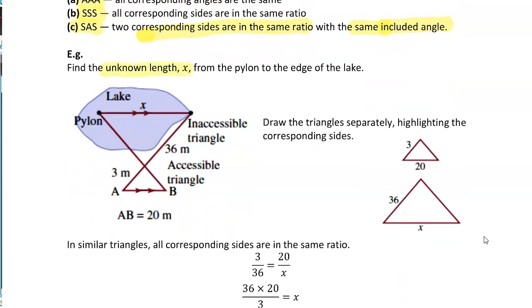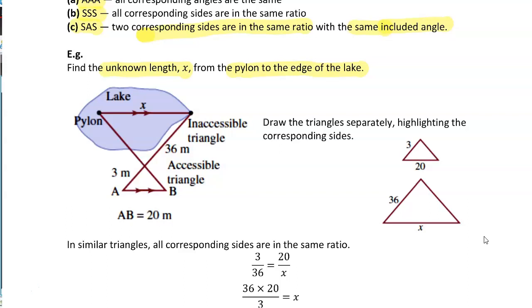Find the unknown length x from the pylon to the edge of the lake. You see here we've got a pylon in the middle of a lake, which is just like a pole. We don't know how far it is from there to the edge of the lake. What we do know is that the distance from that point to point A is 39 metres in total. And we know the distance between point A and point B is 20 metres.